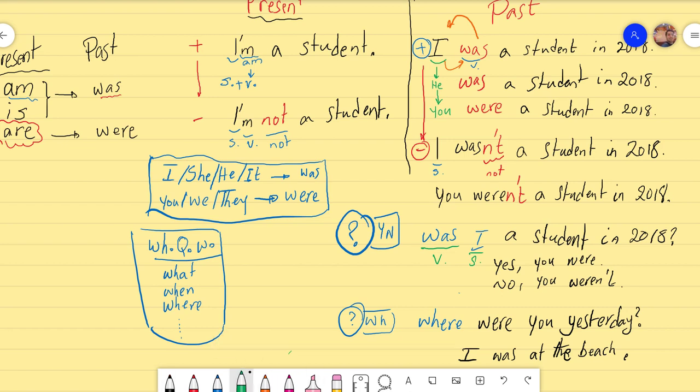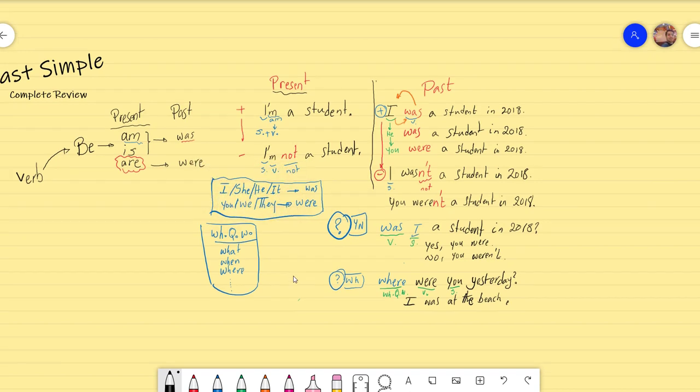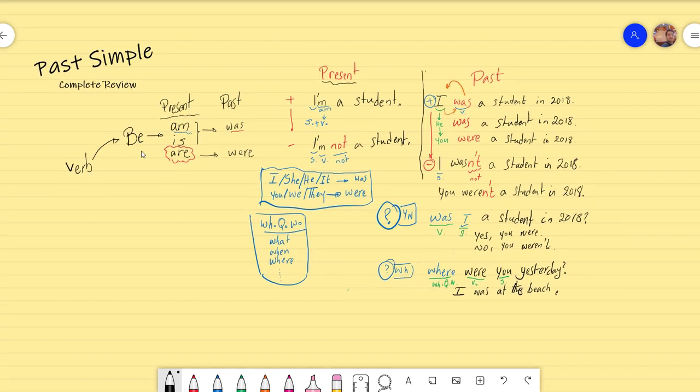So here we have WH question word, then we have verb, then we have subject. Cool. So far we have talked about past simple with the verb be.